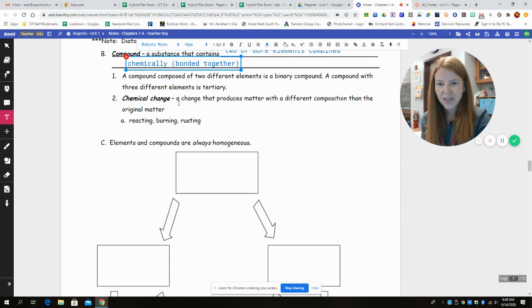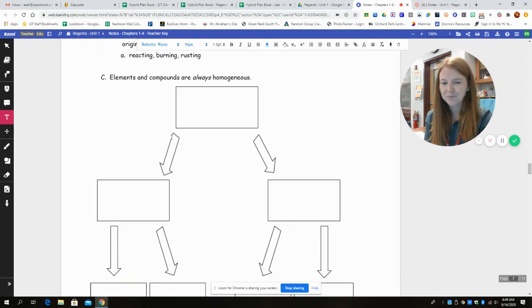All right, chemical change is a change that produces matter with different compositions. So this goes back to that chemical property thing. If you are changing what you have, that is a chemical change, like burning, rusting, reacting, whatever.